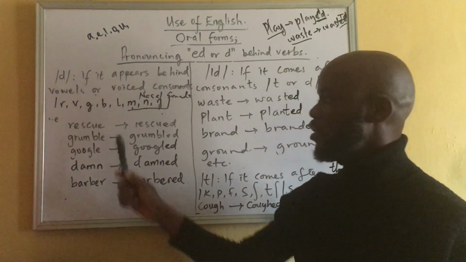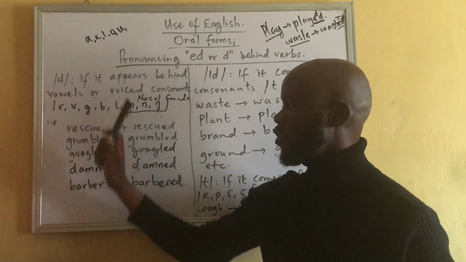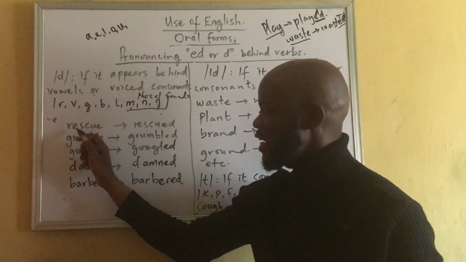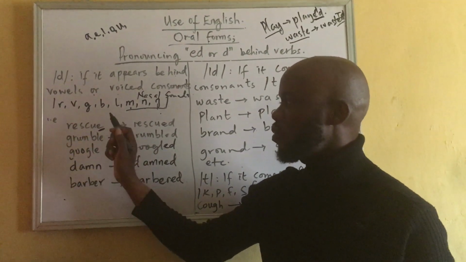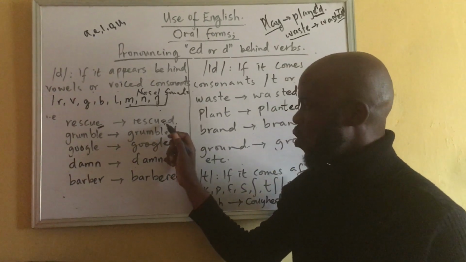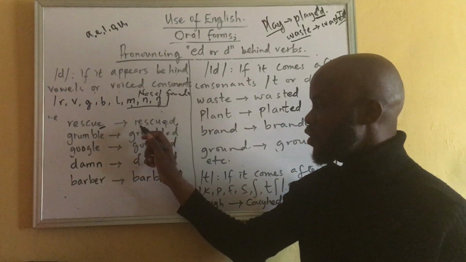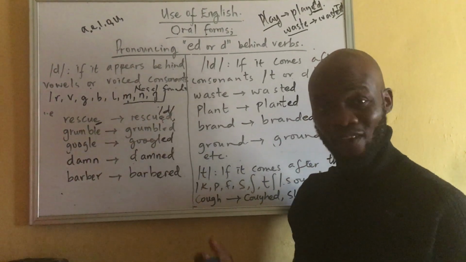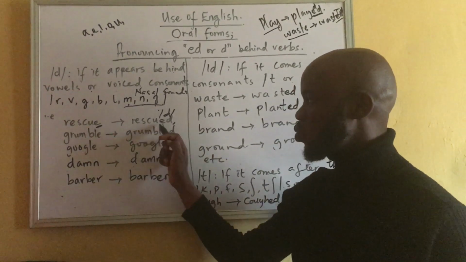All right, let's go. Now, look at it. The rule says what? It will sound as d if it comes after vowels or voiced consonants. Look at this: rescue. You can see E at the back of rescue. This is a vowel. So if ed or d, in this case it is d that we have added, comes after a vowel, then the sound will be what? D. Once again, the sound will be what? D. So this word is what?